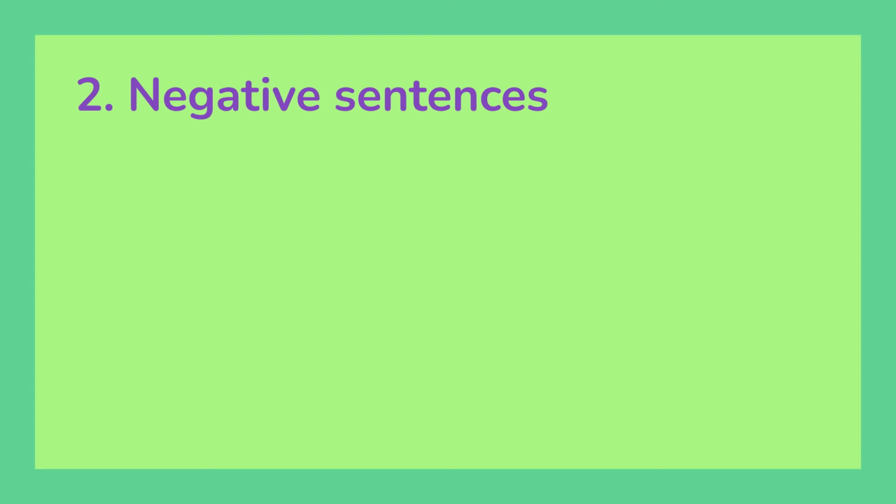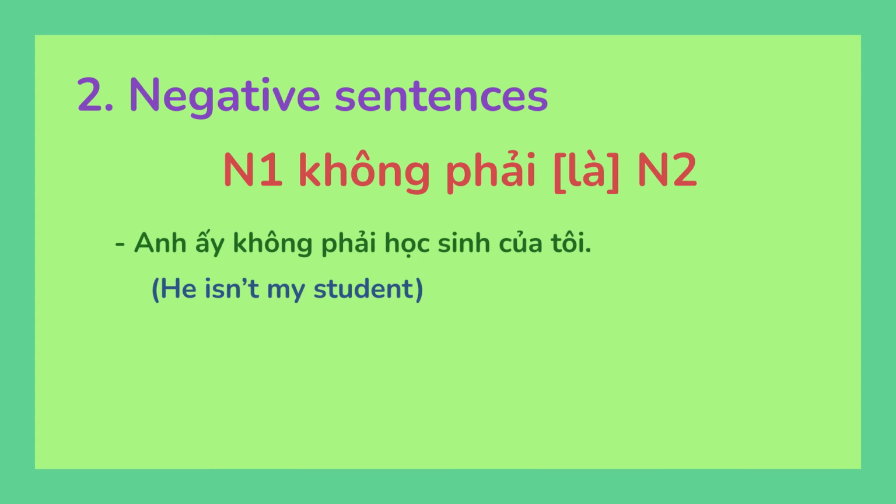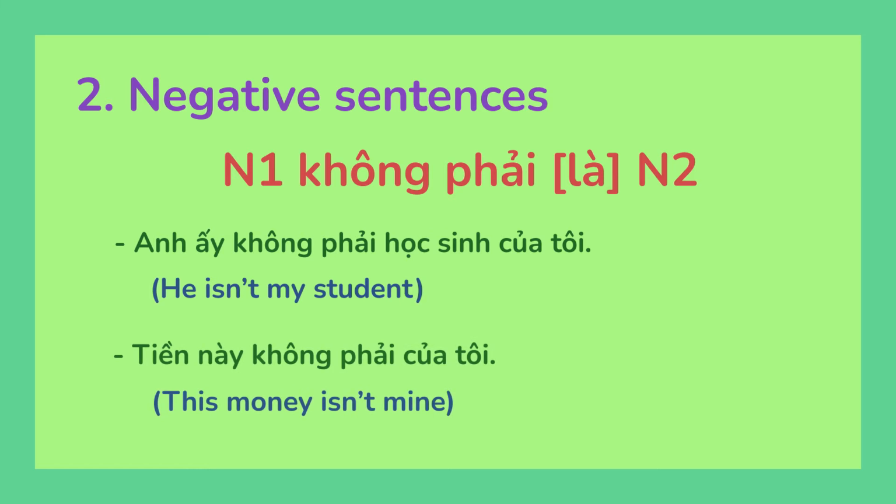Number 2. Negative sentence. The structure would be noun number 1 không phải là noun number 2. For example, anh ấy không phải học sinh của tôi. Tiền này không phải của tôi.